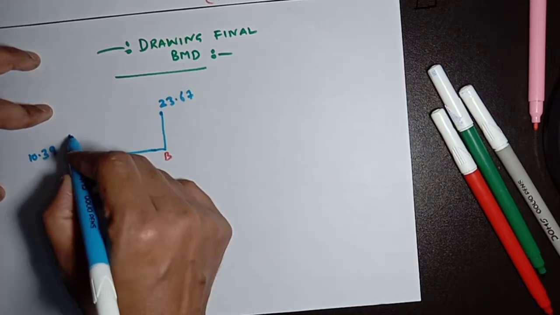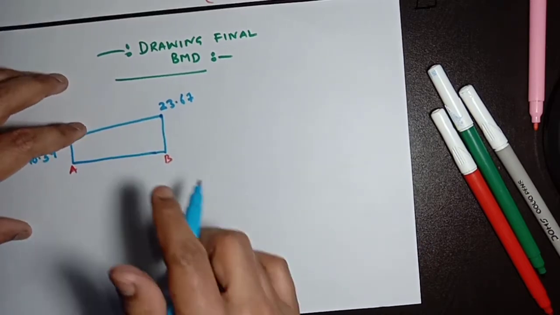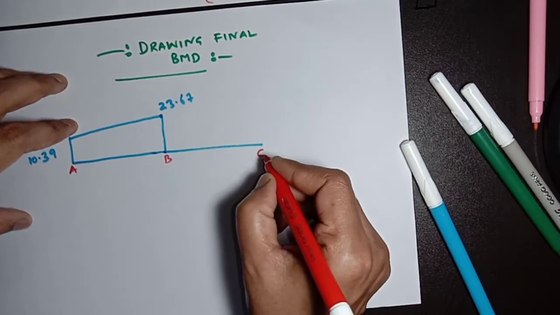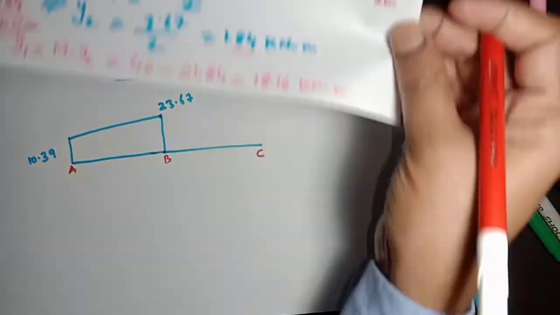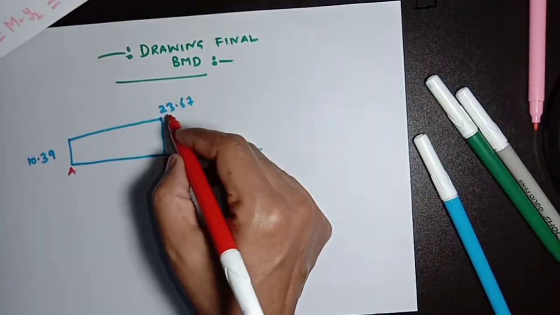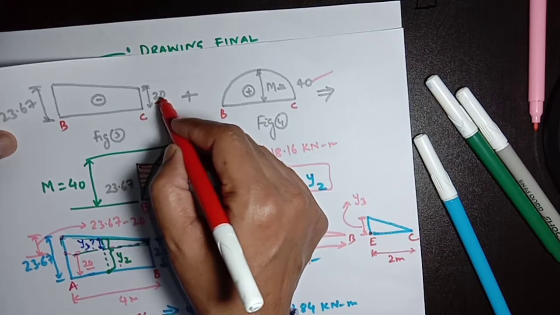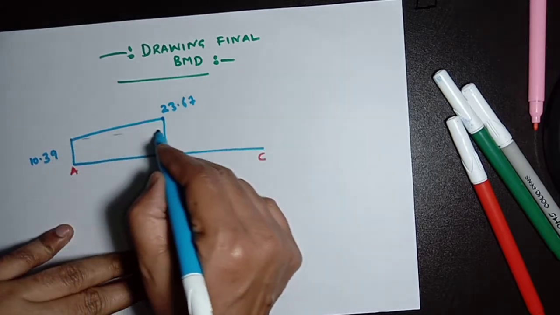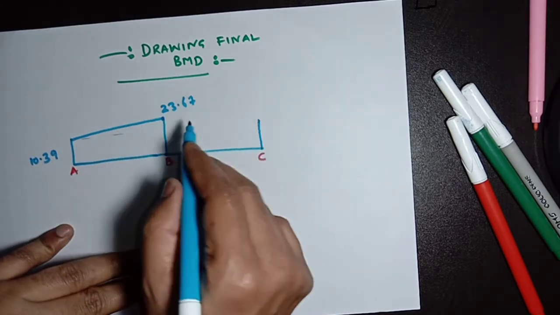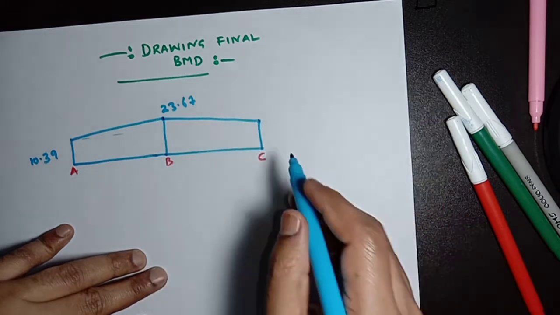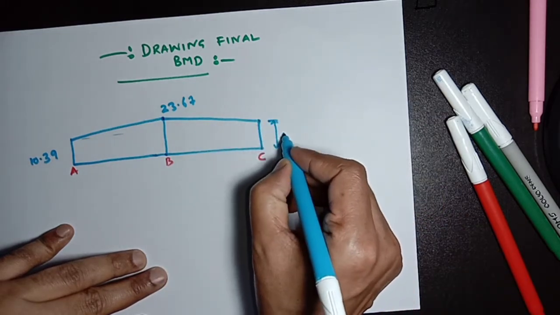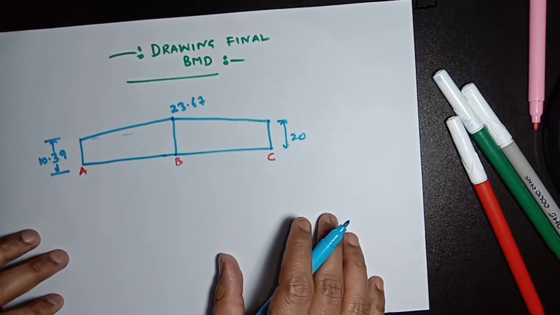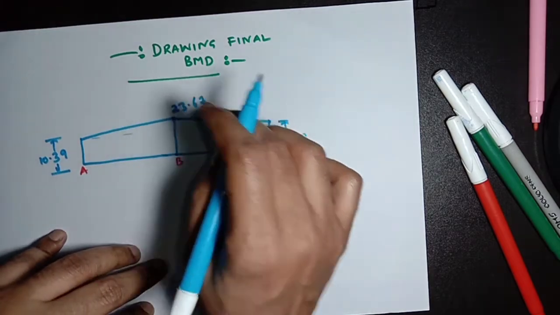And now joining this one, we are just drawing only the support moment, and we are taking joint C. Here the support moment at point B is the same 23.67, but at C there is a support moment of 20, so we will draw a value of 20. It will be somehow larger than this, so it will be of this value, 20. And at point B there is a support moment of 23.67.